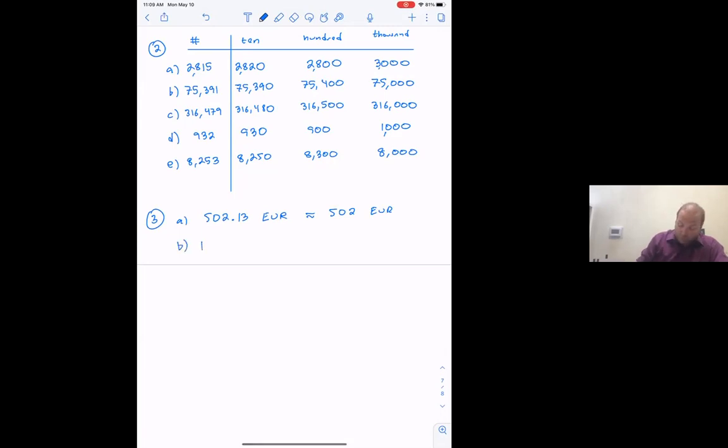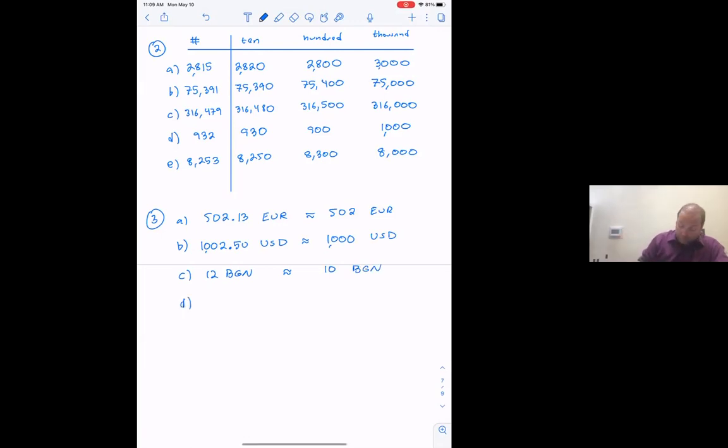B, 1,002.50 USD. I assume that's United States dollars, to the nearest 1,000 USD. Well, that's approximately 1,000 USD. C, 12 BGN, I'm not even sure what that is, to the nearest 10. Well, the closest multiple of 10 is 10 itself. 10, 20, 10's a lot closer.